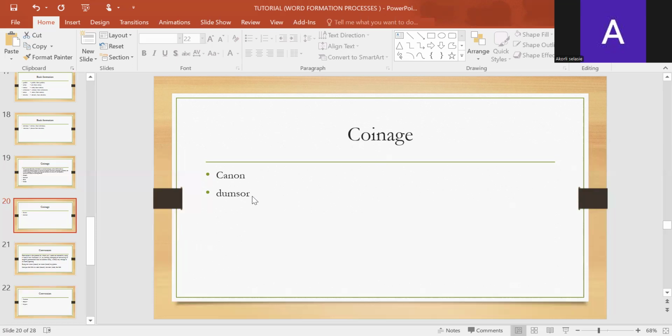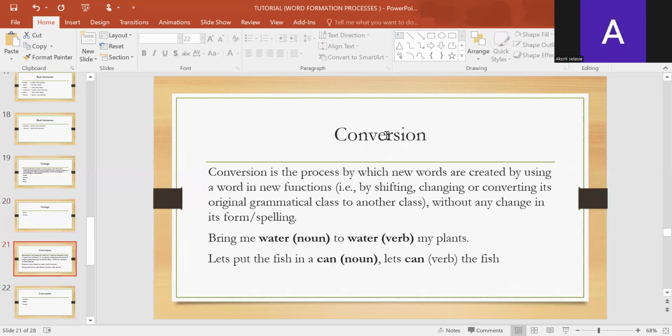You can find it on the internet, even though you may not find it in any hard cover or hard copy dictionary of English. At least you find it online. And it's possible that a time will come when it could be found in the English language dictionary. Conversion is a process by which new words are created by using a word in new functions. That is a functional shift, changing or converting its original grammatical class to another class.